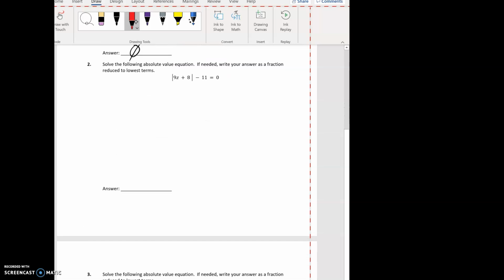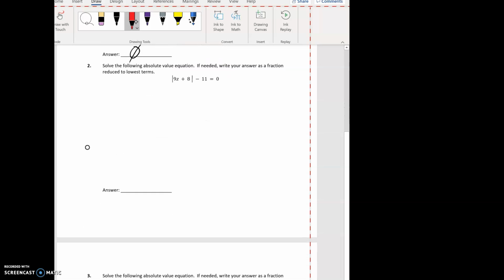Number 2. All right, so I'm going to start this one off the same way we started number 1. I'm going to get that absolute value by itself, so I'm going to add 11 to each side. So now I have the absolute value of 9z plus 8 equals positive 11. Okay, from here, we are going to split this into 2 directions. Okay, one where we have 9z plus 8 equals 11, and one where we have 9z plus 8 equals -11.